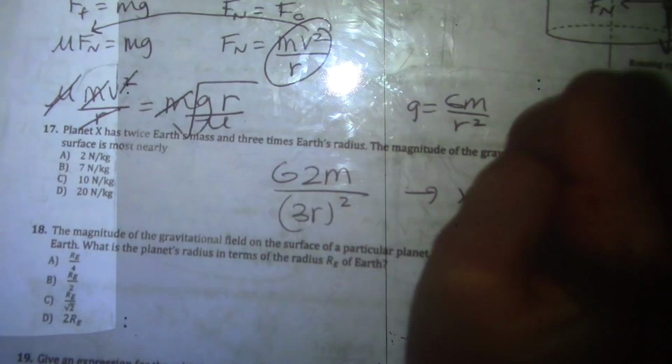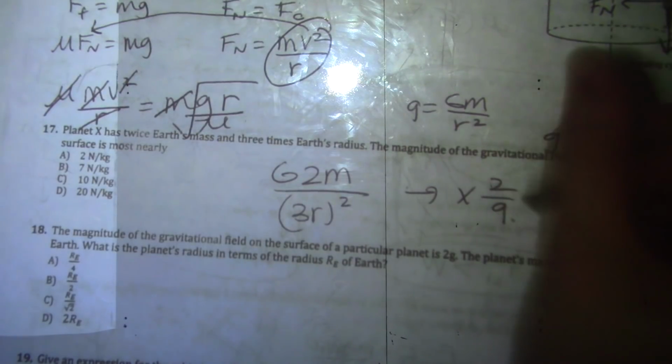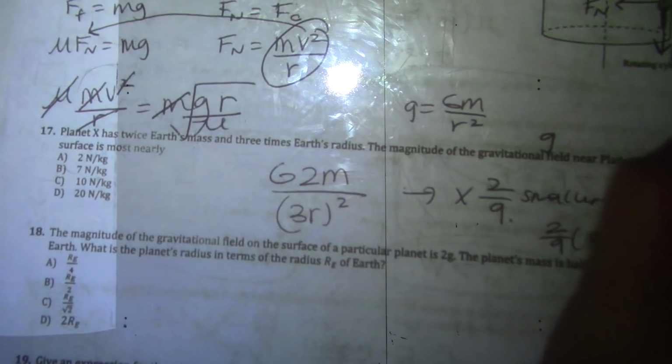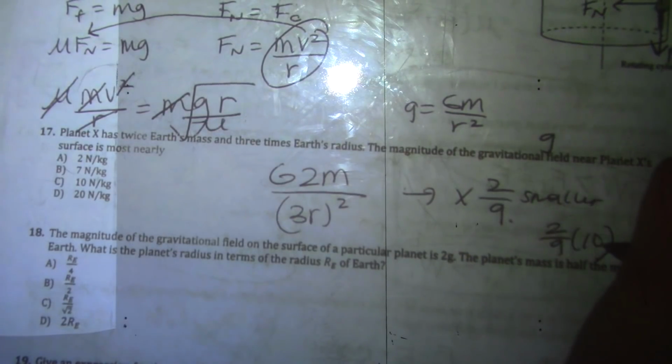Planet X has twice the Earth's mass, 3 times the radius. What's the gravitational field? So gravitational field is talking about little g. Little g is GM over r squared. So if I have twice the mass and I've got 3 times the radius, that's going to be times 2/9. Now it's 2/9 smaller than Earth's gravitational field. Earth's gravitational field is 10. So 2/9 of 10 gives me around 2.